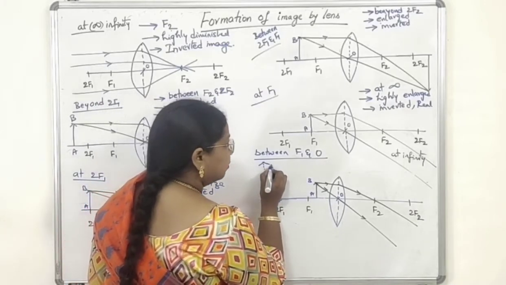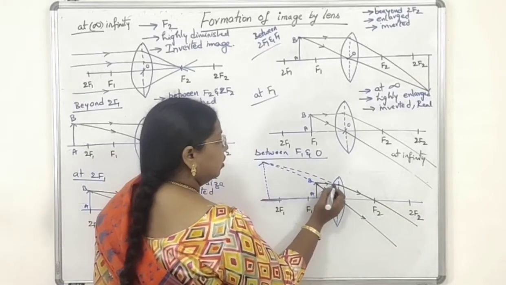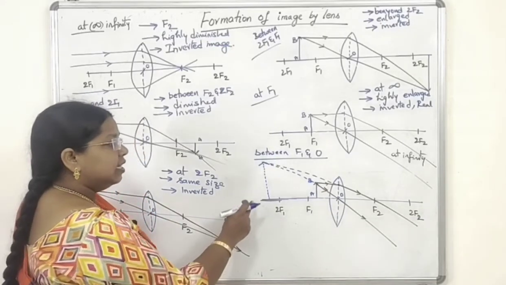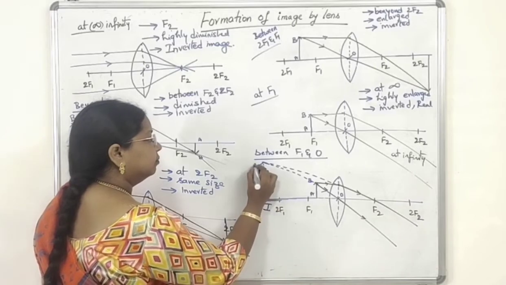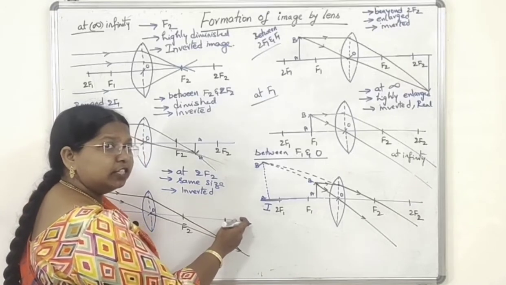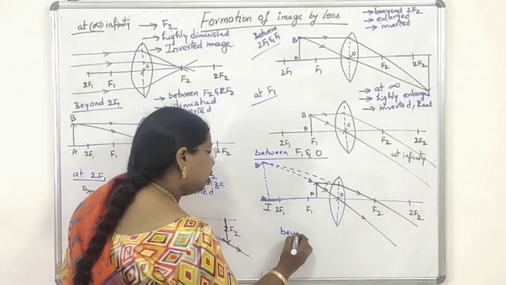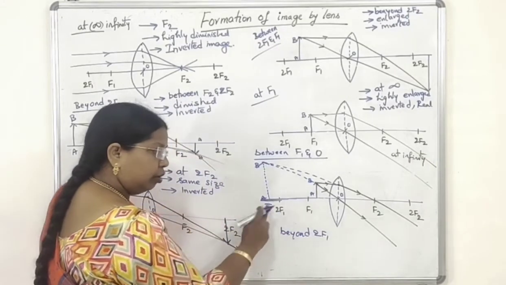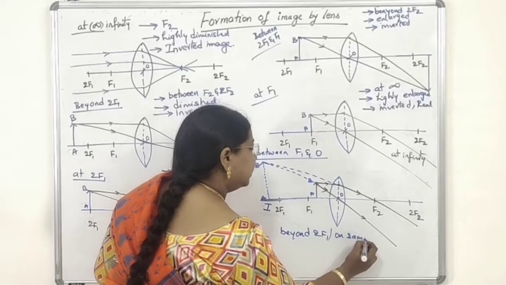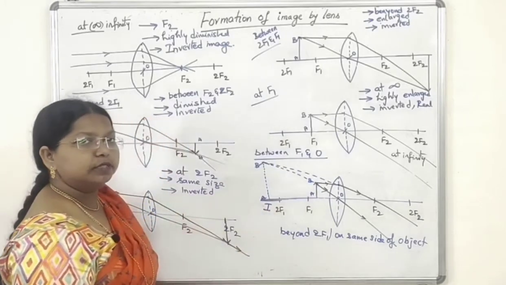Okay, how has it formed? We will join this point. We will extend the rays backwards. They appear to meet. They are not really meeting. So listen, students. This is the image AB. So what are the properties of the image? Position of image, size of image, nature of image. We will write it now. So what is the position? Beyond 2F1, and we have one more property: on the same side of the object.